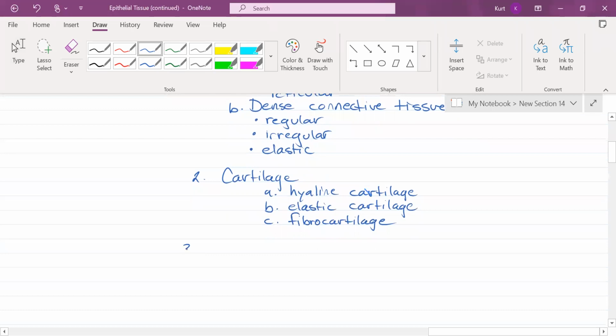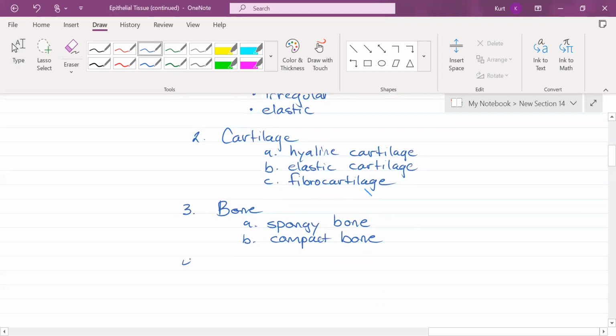Number 3, we have bone. There's 2 types of bone. Spongy bone. It literally has the appearance of a sponge. And compact bone. This is going to be like the bone that you give your dogs. And then the last one, pretty easy, blood. That's it. That's the whole roster. Beginning next lesson, we'll go over the different types of cells and the different types of connective tissue.